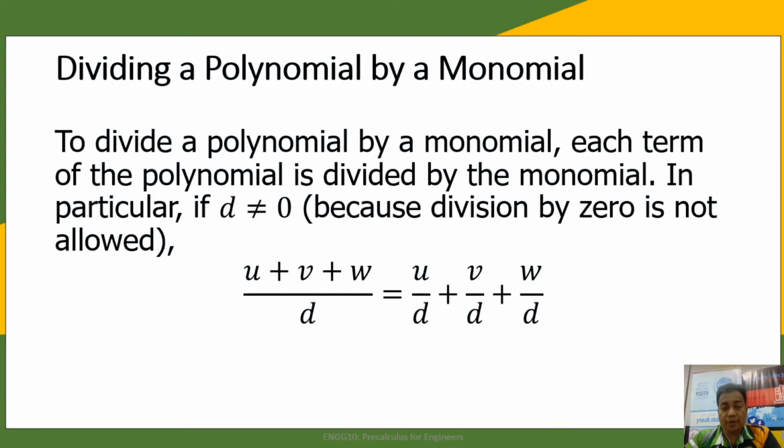Firstly, we are going to talk about dividing a polynomial by a monomial. To divide a polynomial by a monomial, each term of the polynomial is divided by the monomial. In particular, if d is not equal to 0, in the case where u plus v plus w over d, we are going to separate each of the terms of the numerator, and each of these terms is divided by the common monomial denominator d. So u plus v plus w over d can be written as u over d plus v over d plus w over d. We shall illustrate this in the following example.